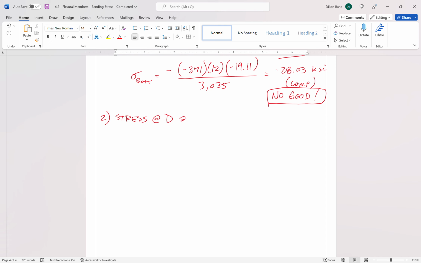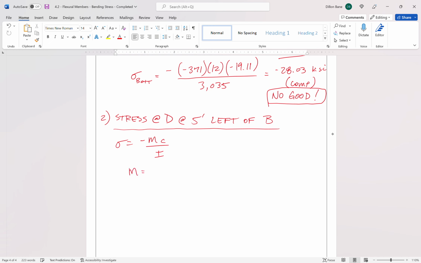Stress at D, 5 foot left of B, right? Because moment depends on where you are lengthwise of the beam, and the C variable depends on where you are on the cross section relative to the neutral axis, right? So we've got to calculate both of these. So sigma equals negative MC over I.